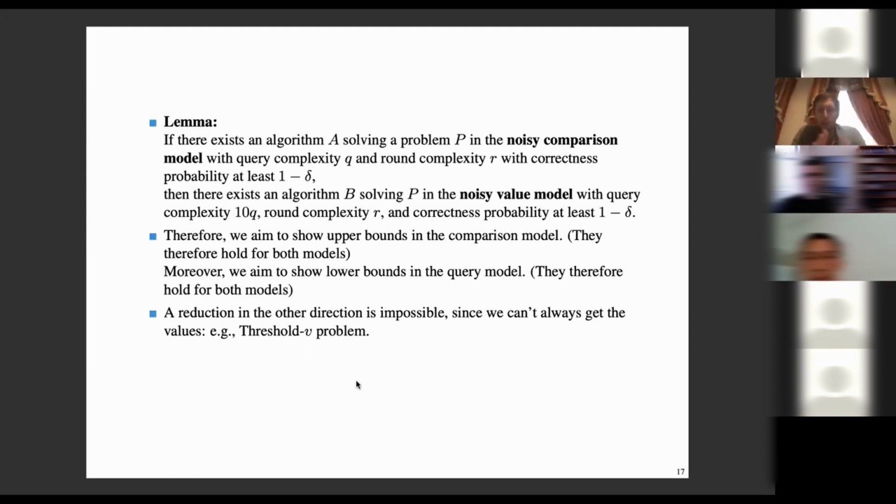Actually, in one case, we have to show the upper and lower bounds in different models, just because there's actually a separation between these two models. So it turns out there are some problems that are strictly easier in the value model. Okay, and if I have time, I'll get to that later.